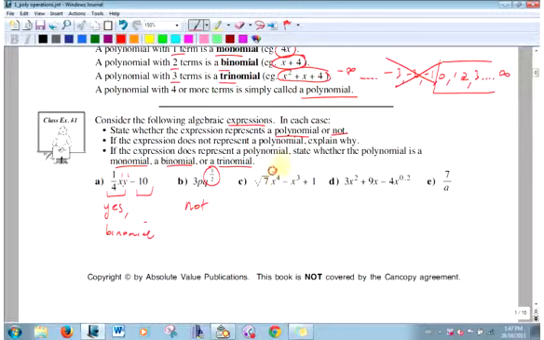X is fine here. That's fine. Okay? I don't care about root 7. That's just a coefficient. How many terms do I have? There's 1, there's 2, and there's 3. Note, again, they're separated by pluses or minuses. There's 3 terms. What do I call a 3-term polynomial? Trinomial.